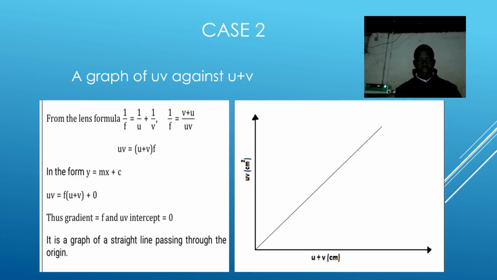Now, in the form y equals mx plus c, you will realize that uv is equal to f into u plus v, then plus 0. Thus, the gradient is equal to f and the intercept is 0. That is why this graph is coming from the origin. So it is a graph of a straight line passing through the origin.